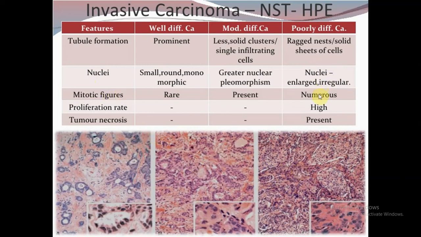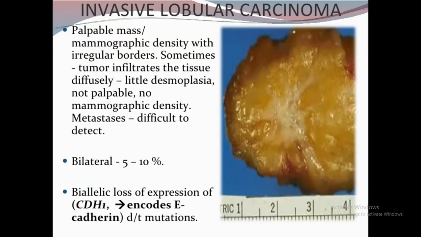Mitotic figures: the more numerous the atypical mitoses, the higher the grade of the tumor. Also the proliferative rate: the higher the rate of proliferation, the more poorly differentiated or high grade the tumor. And tumor necrosis: the presence of tumor necrosis will raise the grade of the tumor, and we will go towards the high grade or poorly differentiated tumor.